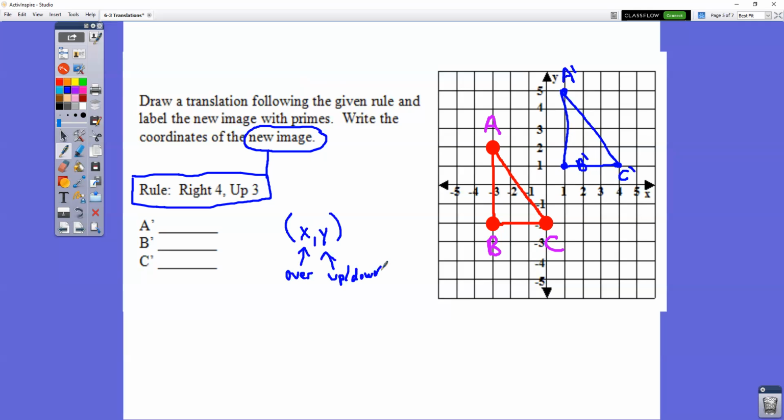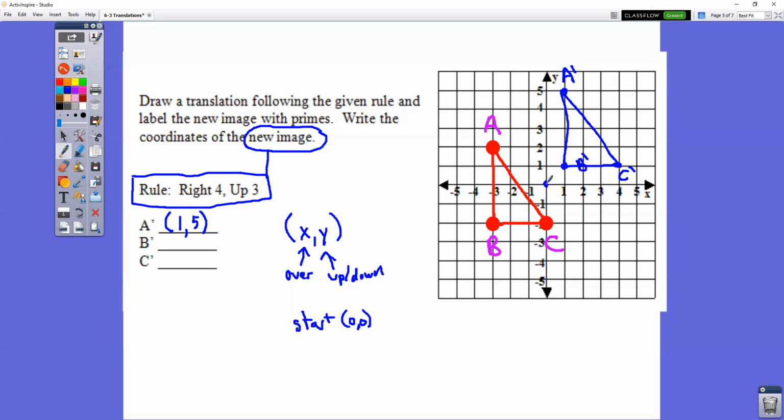Remember, you always start from 0, 0, right in the middle, right where the x and y axis cross. You're always starting counting from right here, right here in the middle. So where is A prime at? A prime is over to 1, up to 5. So over to 1, up to 5.